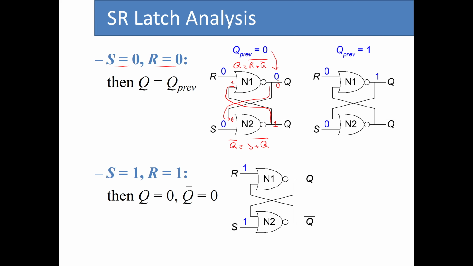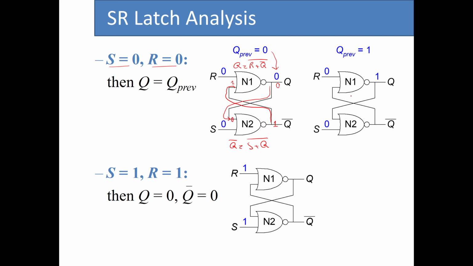As you can see, we start with the assumption of Q being 0. Based on that, we calculated Q bar going through N2. And then based on the calculation for Q bar, we went back to N1 and we verified that when Q is 0 previously, it remains at 0. So that was the first condition, or the first possibility. Let's see what happens for the second one, when both R and S are still 0, but we have Q to be 1.